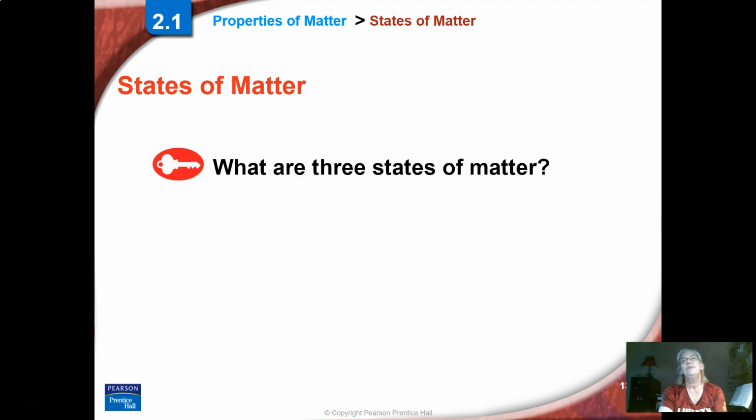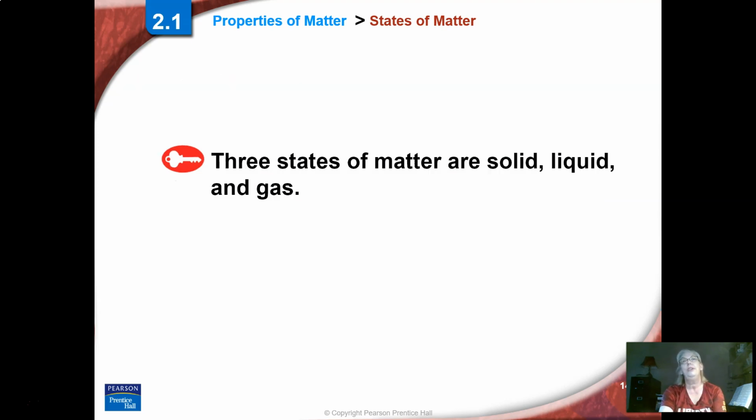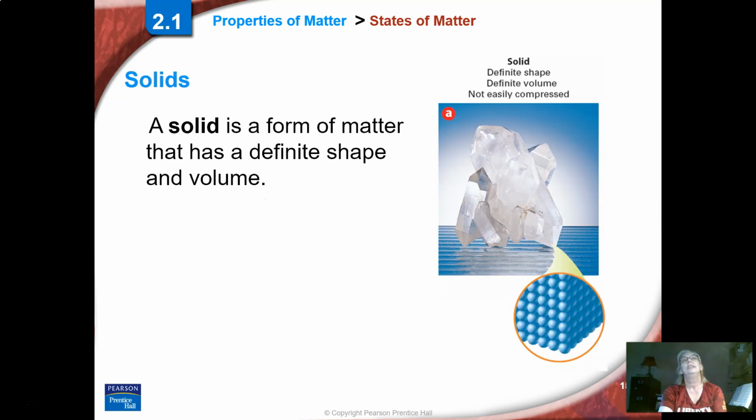So let's talk about the 3 states of matter. There are 5 states of matter, but we're going to focus mainly on the 3 states you know best: solid, liquid, and gas. Let's remember, a solid has a definite shape and a definite volume. You can't compress it very easily. A rock is a solid. This is a crystal of some sort. Crystals like sodium chloride, table salt, can be made into shapes like this.